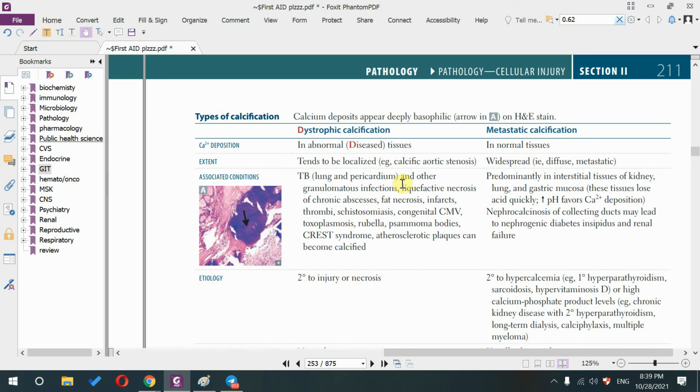Other interesting causes, for example, psammoma bodies, the same idea, trauma, and schistosomiasis, trauma. So in abnormal diseased tissue, it tends to be localized to the area of the injury, the diseased tissue. For example, you can get calcific aortic stenosis. By the way, guys, if they give you a patient who has aortic stenosis, but he's only, let's say, 45, please do not pick this. It's not dystrophic calcification.